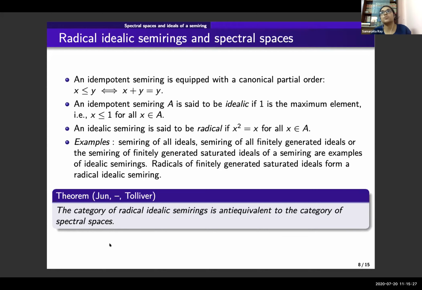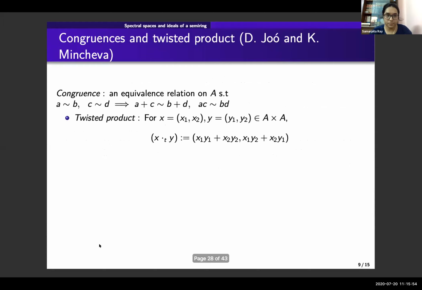Sometimes when you look beyond the category of commutative rings, at more general algebraic structures like monoids and semirings, it helps you to give more information about certain spaces. And this is a small example where you can see this to be true. So now I will get to congruences.